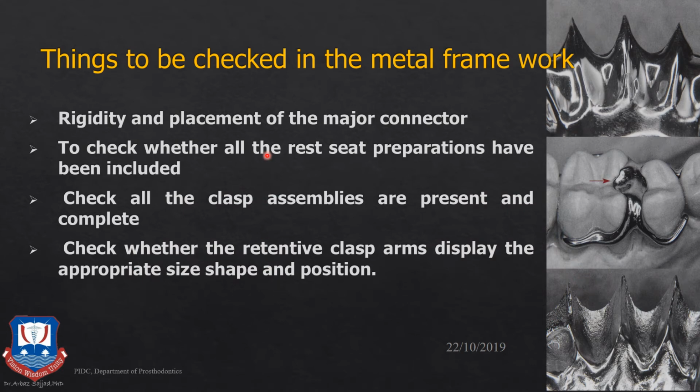The things that need to be checked are the rigidity and the placement of the major connector on the palate or on the lingual mucosa. We should also check whether all the rest preparations have been included and the rests are sitting flush without any gaps. Otherwise, it will lead to recurrent caries or secondary decay on the mouth preparation that has been done in the patient's mouth. We should also check that the clasp assemblies are all fitting properly and the clasp tips are engaging the undercuts they are meant to.